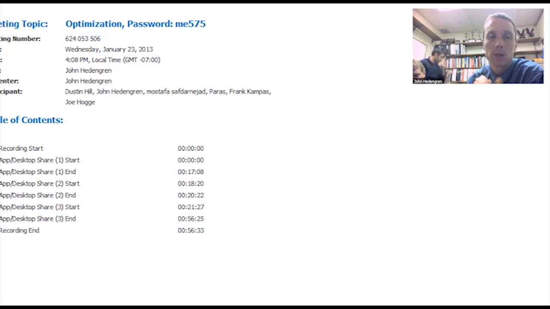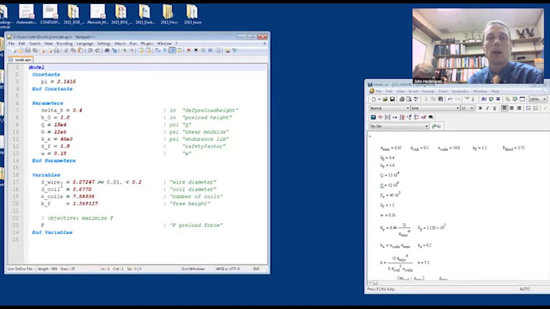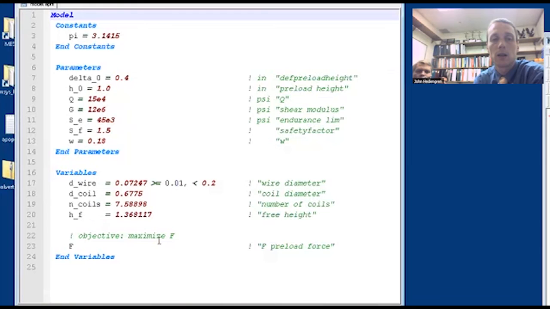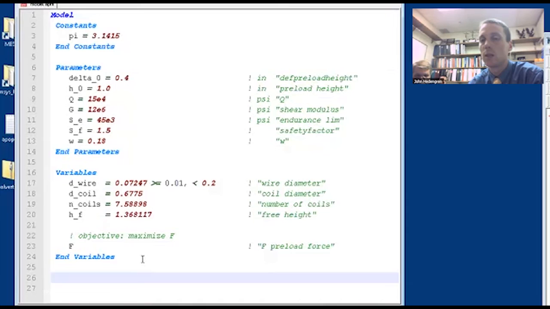So I'm gonna go ahead and share my desktop again. Okay, so I've shared it. I've just set up these as variables. I'm trying to maximize F. And then what I'm gonna do is put as many of these into intermediate equations as I can, and also I'm going to have some equations.